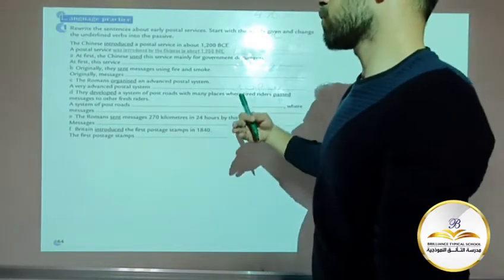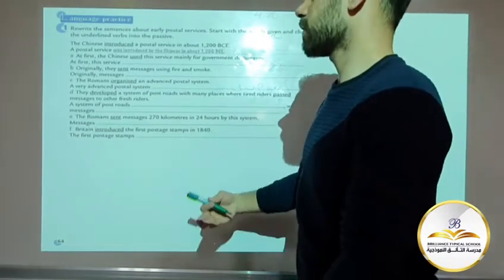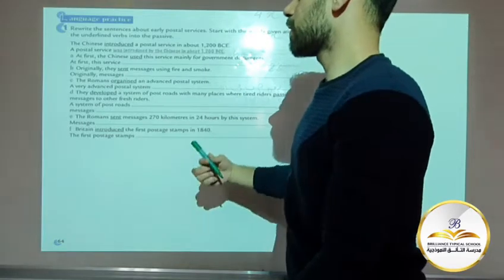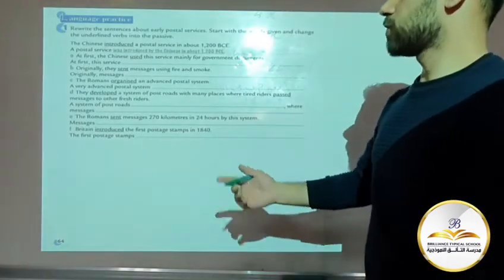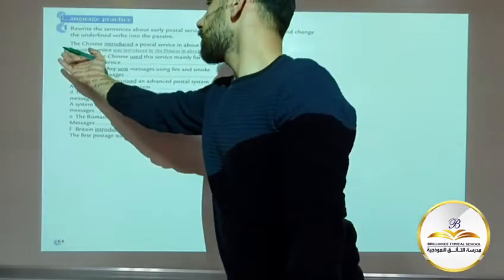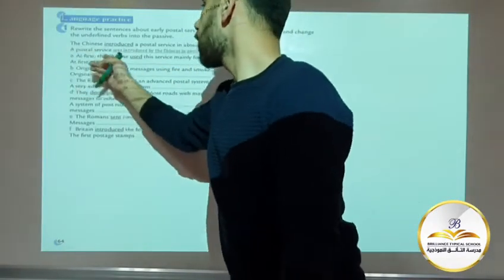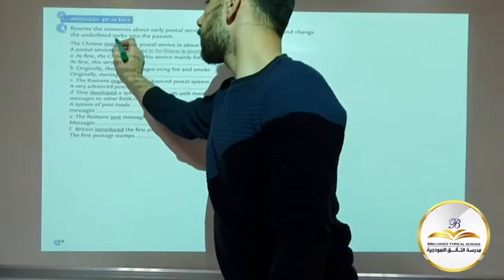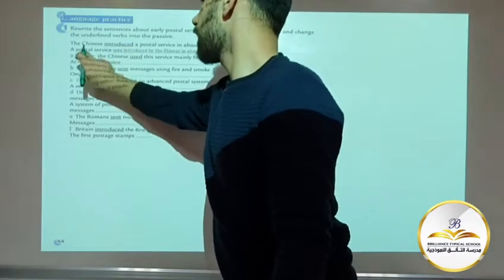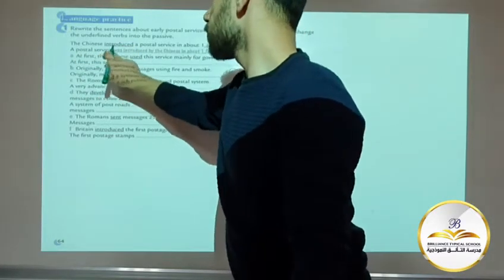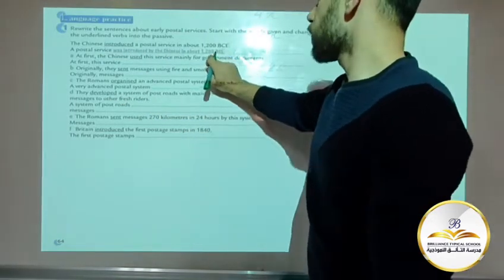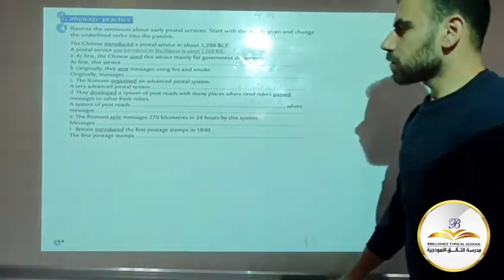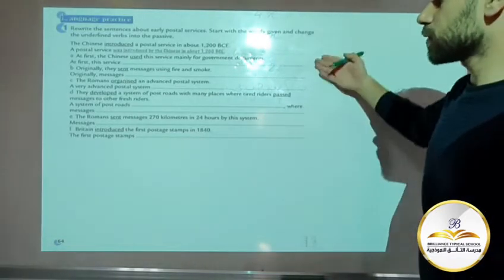Now, I want to identify what we have in the sentence. I want to know where the subject is, where the verb is, and what the tense is. And I'm going to make some changes. So here, this is the object. A postal service was introduced. This is verb 2, so I'm going to add was, and this is singular: was introduced by the Chinese in about 1200 BCE. Now, what I want you to do is stop the video and try to do them.